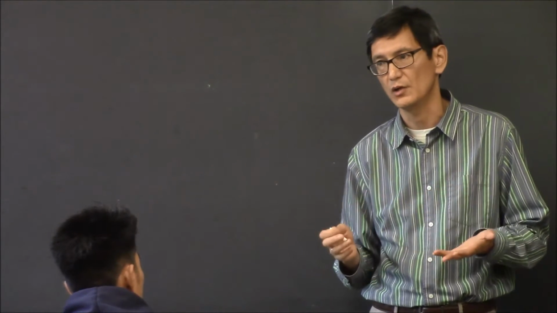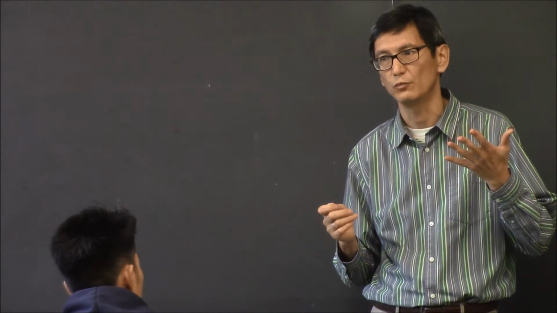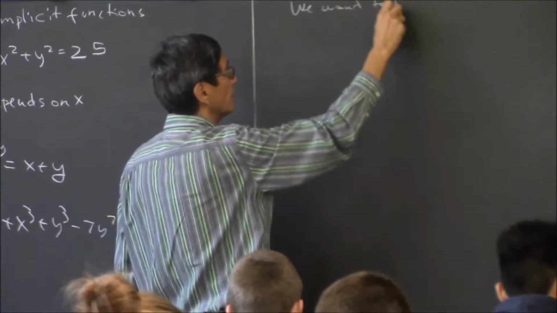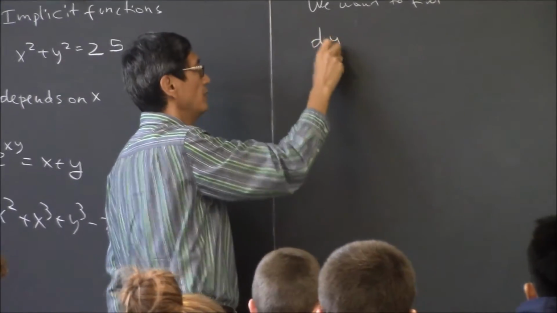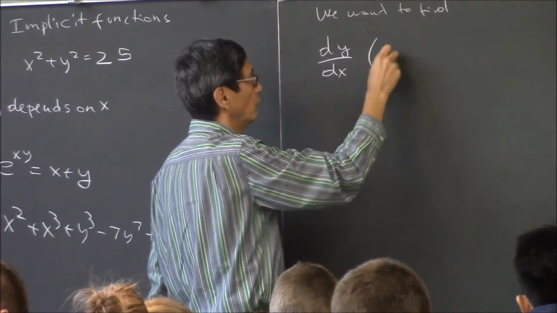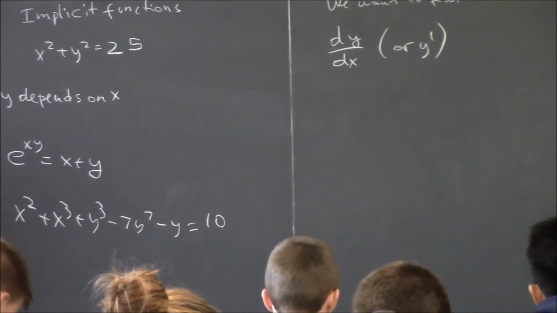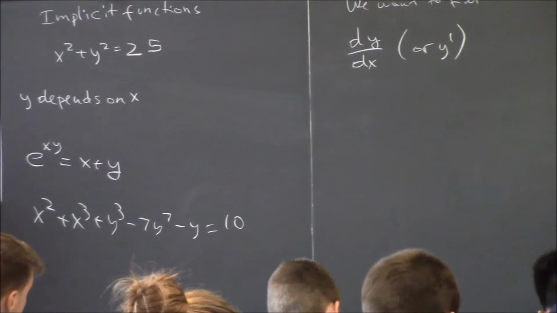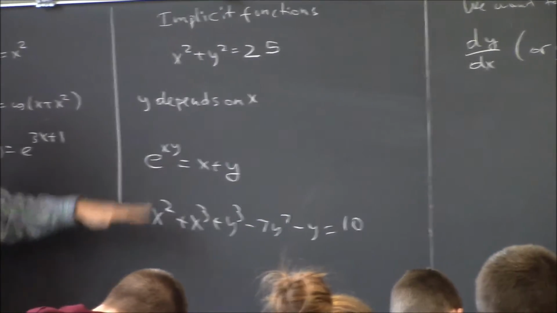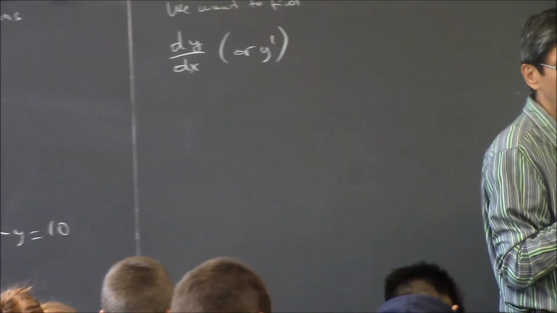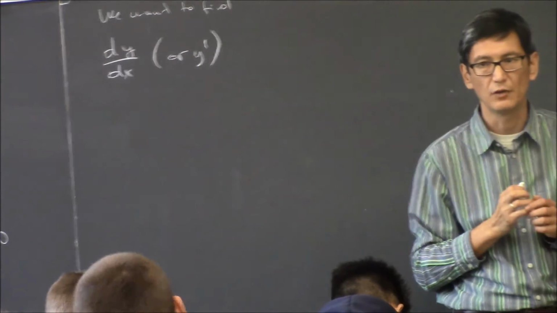So we still want to know what its derivative will be. We still want to find dy/dx. We still want to find y prime if an implicit function is given to us. So let's see how we're going to do it. Before we go there, let's do a couple of examples on how we take derivatives.